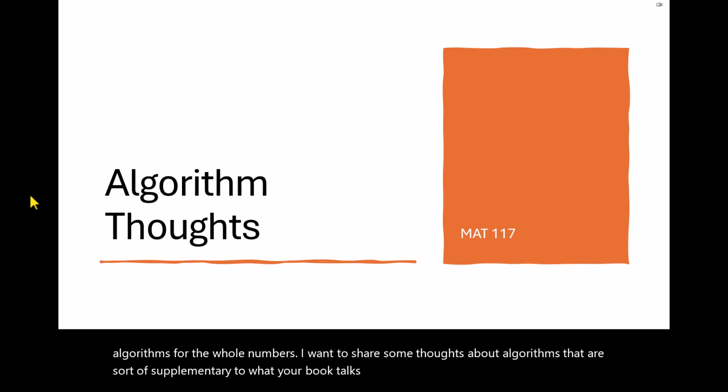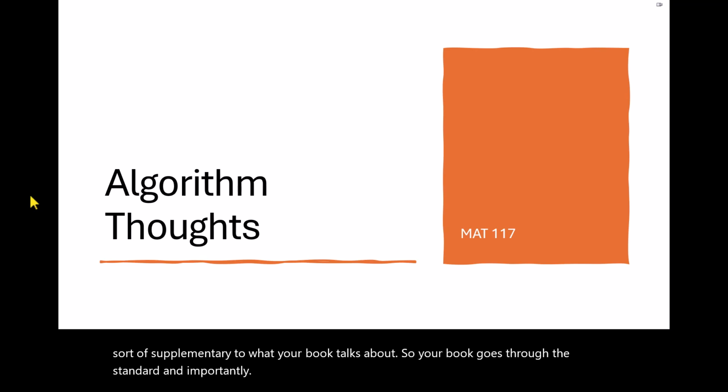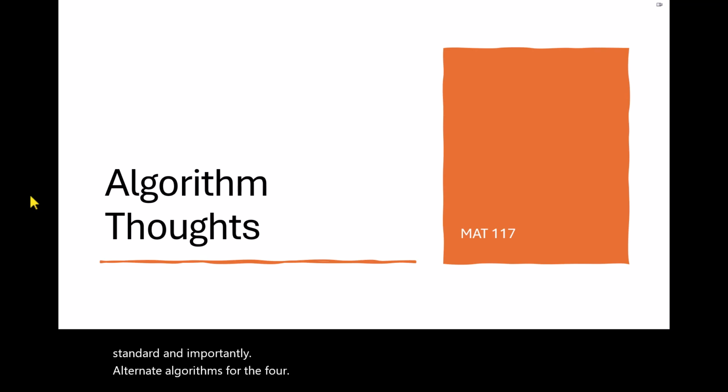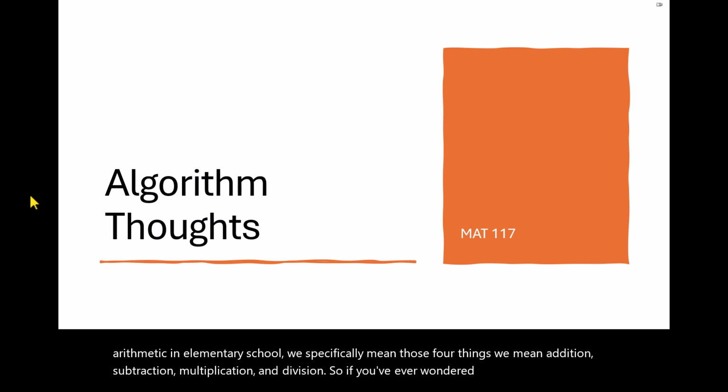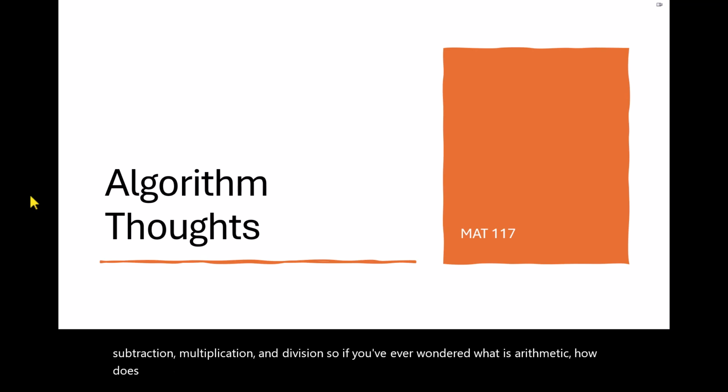Your book goes through the standard and, importantly, alternate algorithms for the four arithmetical functions of elementary mathematics. When we say arithmetic in elementary school, we specifically mean those four things: addition, subtraction, multiplication, and division. So if you've ever wondered what arithmetic is, how does arithmetic relate to math?